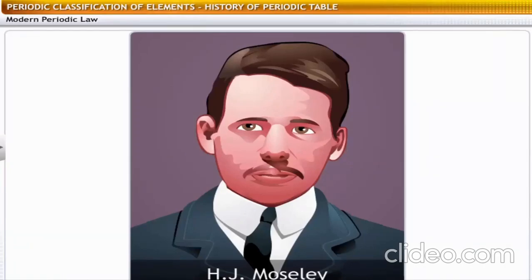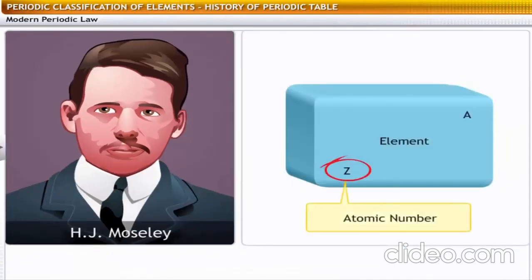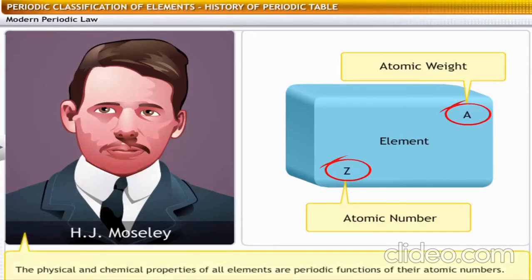H. J. Moseley, an English physicist, built further on the periodic table to resolve the problems encountered in using it. He discovered that atomic number is a better basis for classifying elements than atomic weight. On the basis of his work, he developed the modern periodic law. The modern periodic law states the physical and chemical properties of all elements are periodic functions of their atomic numbers. It has become the universally accepted form of classification of elements, as it does not suffer from the demerits of Mendeleev's periodic table.